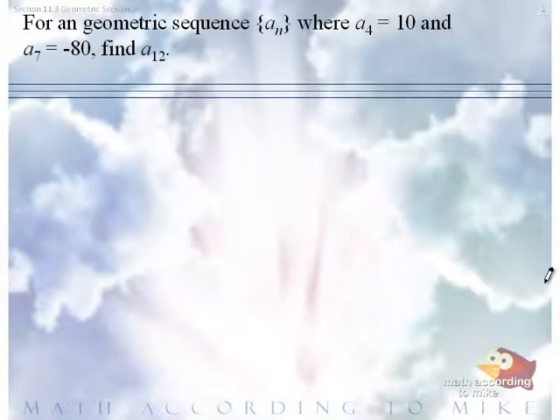Let's try another one that requires for n geometric. So this is not linear. You can get it by messing with the numbers, but I'd rather use our general term formula. So just like before, each definition of the terms, a sub 4 is 10, a sub 7 is negative 80, will provide an equation for us.